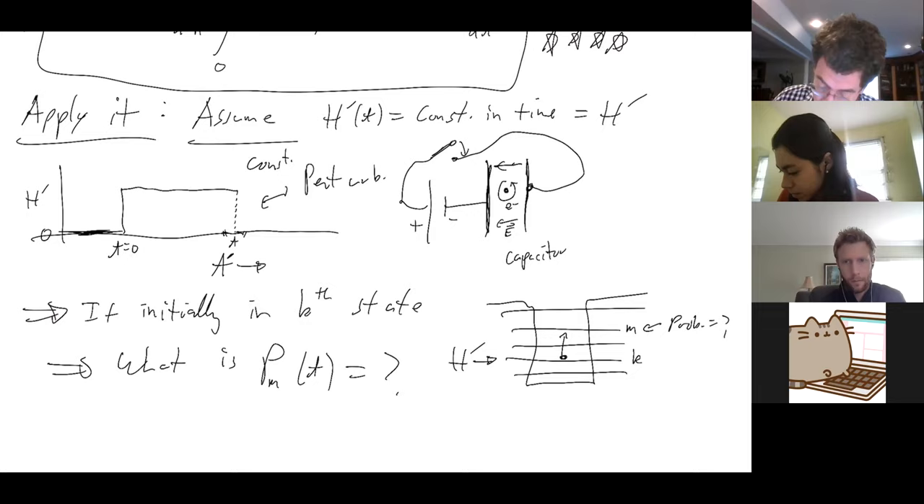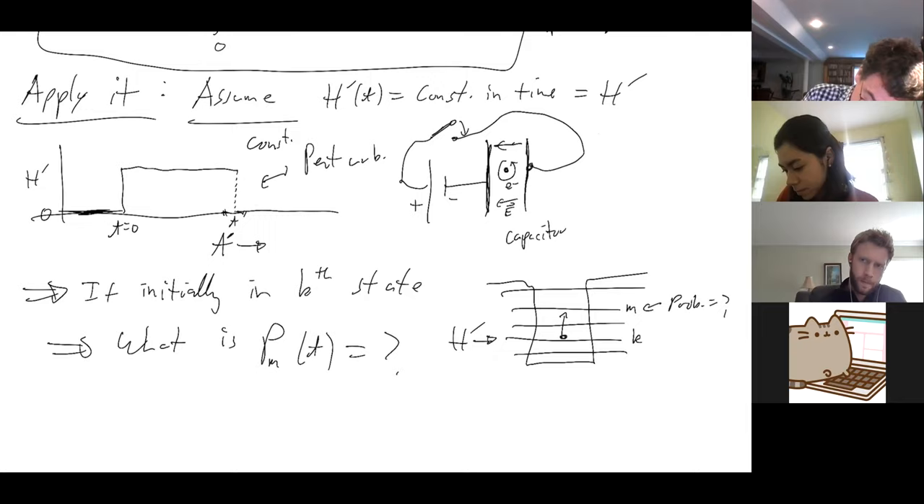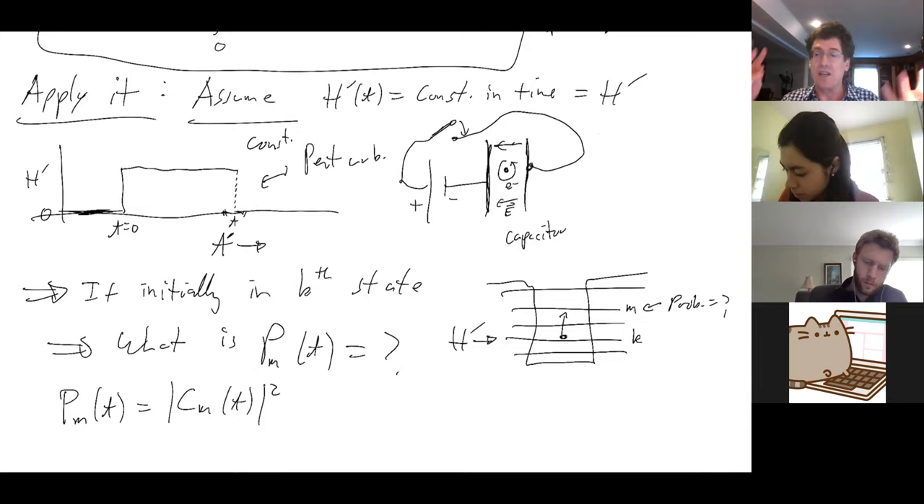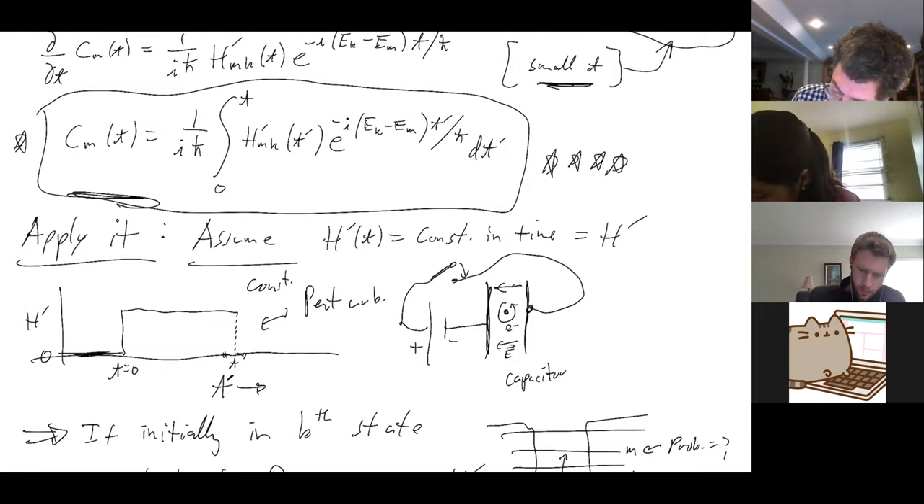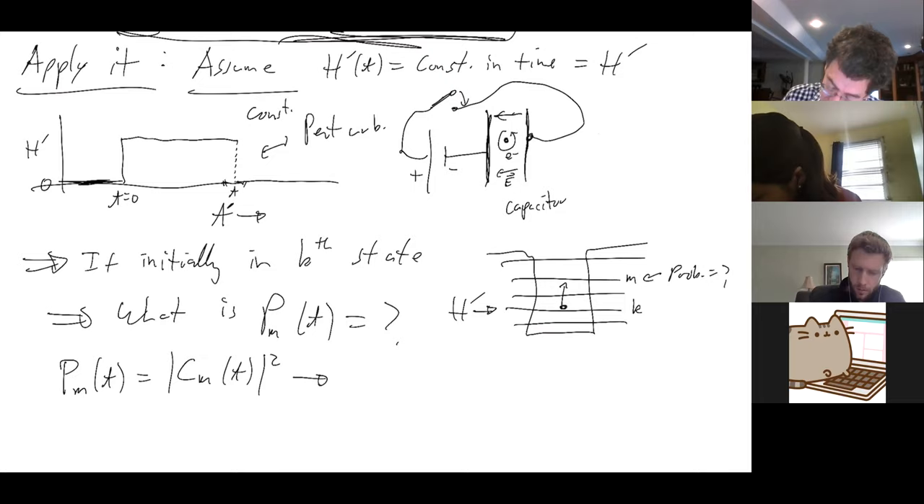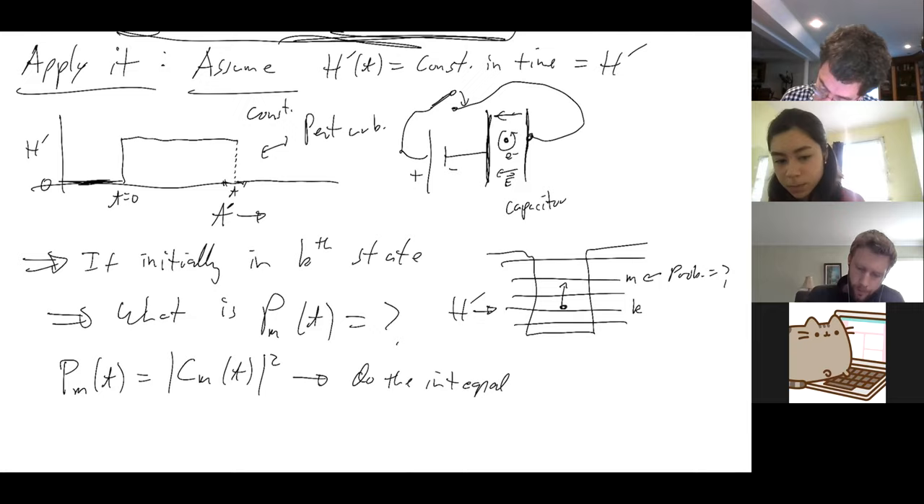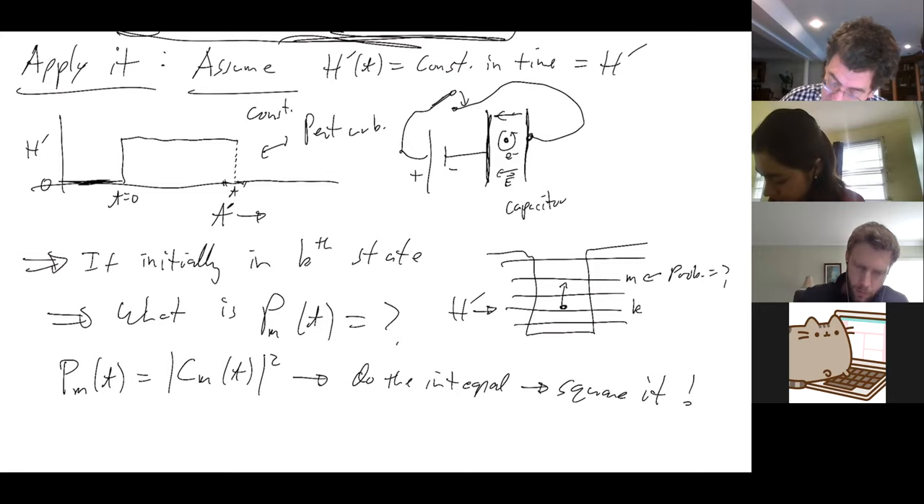So you know the answer. The answer is that the probability to have a transition to the Mth state is just going to be the probability amplitude of the Mth state squared. How much green goo has accumulated in the Mth state? That's the answer. And we know the answer, because I know that it's this integral. So basically we have to do the integral and then square it, right? Do the integral and then square it. So let's do that. There's the integral, I've written it up there.